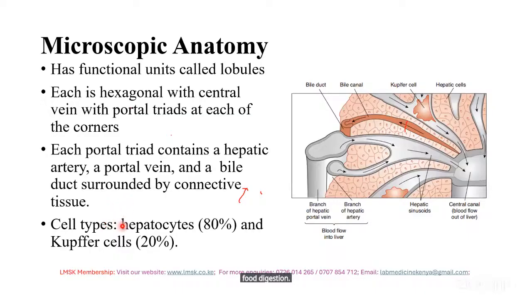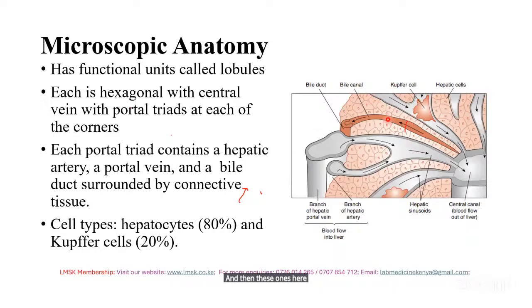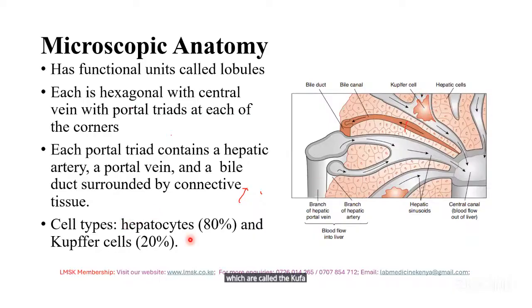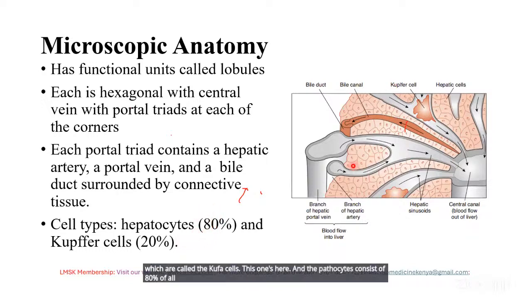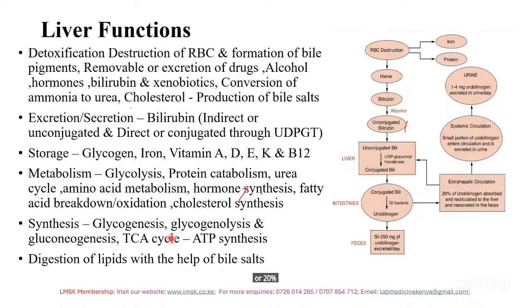Now, the cell types that are found in the liver: we have the hepatocytes, which are many. Hepatocytes are the functional cells of the liver. And then we have the macrophages of the liver that are protective. They engulf bacteria and those sorts of things, and they are called the Kupffer cells. The hepatocytes make up 80% of all the cellular components, and the Kupffer cells make up 20%.